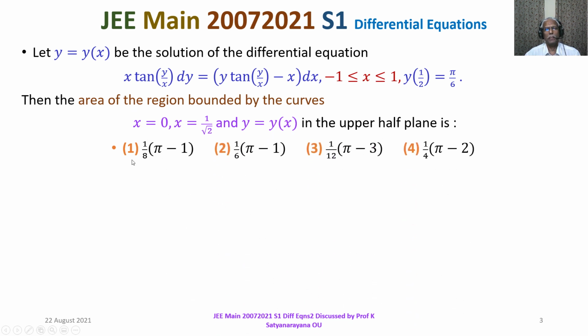the area is given to be the four options here. So you have to find, first of all, consider this differential equation and find its solution subject to this given initial condition, and after getting that particular solution you have to find the area of the region bounded by the curves x is equal to 0. x is equal to 0 is the ordinate, that is y-axis. x is equal to 1 by root 2, another ordinate, and bounded by the curve y is equal to y of x in the upper half plane.